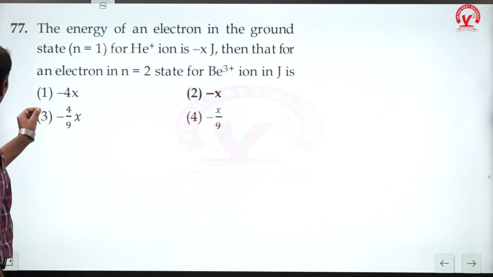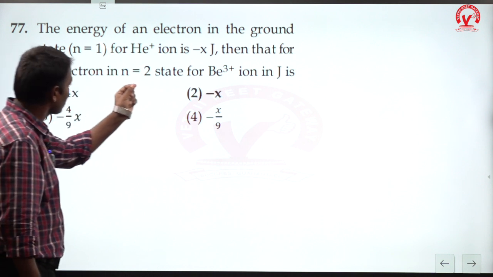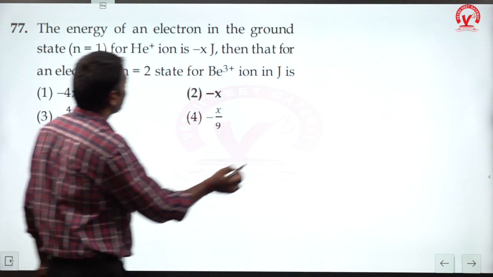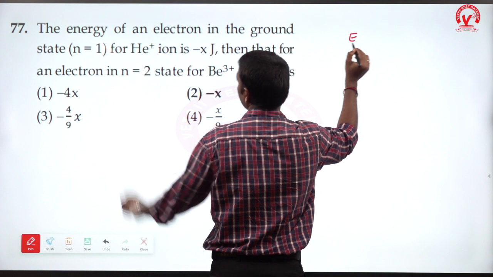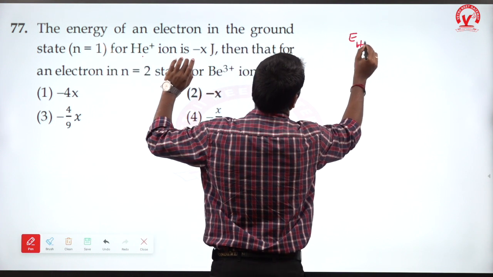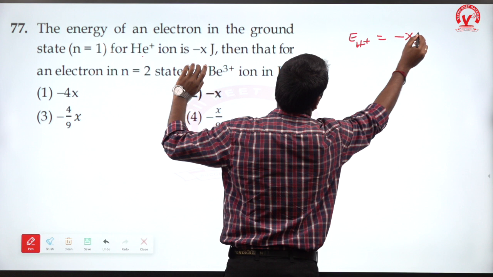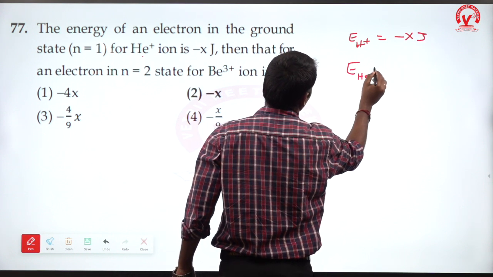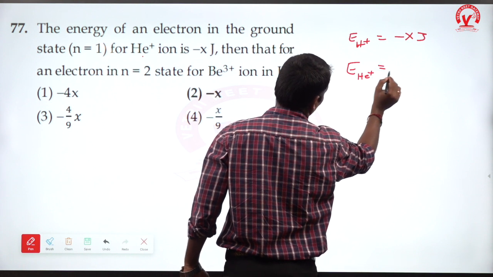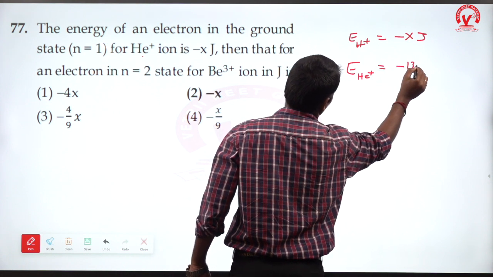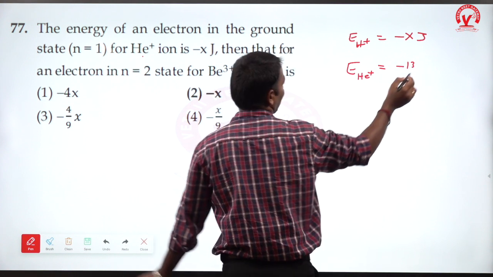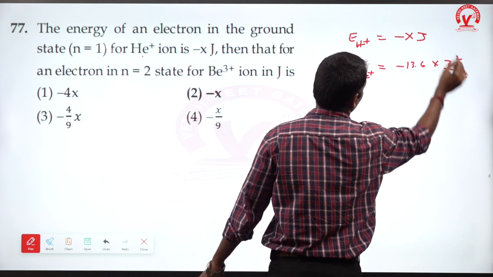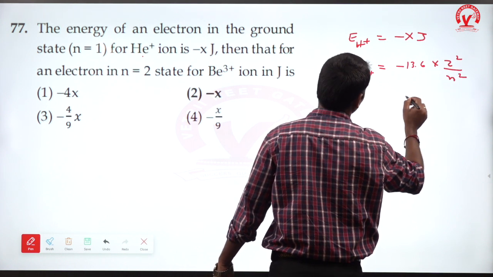Then the energy of the electron in the n equals 2 state for the B3+ ion, in joules, is a very simple question. So the energy of the He+ ion is given as minus x joules. For the He+ ion, we have the formula minus 13.6 into Z square upon n square. This value they have given here is x joules.